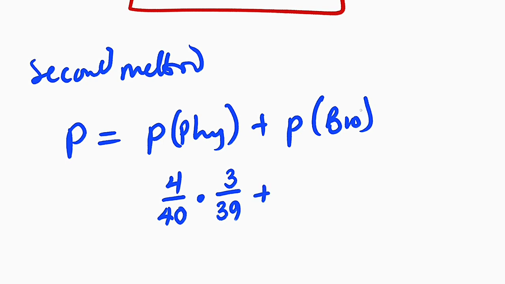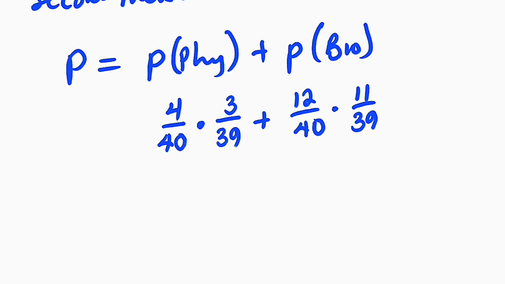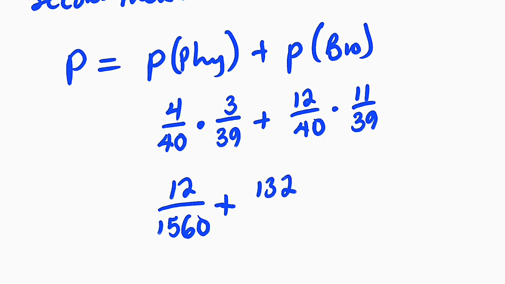Then plus, coming to the biology, you know there are 12, so 12 out of 40. Then multiply by 11 out of 39. 4 times 3 is 12. Divide by 40 multiplied by 39. This will give us 1,560. Then plus 12 times 11 will give us 132. Divide by 40 times 39, which is 1,560.